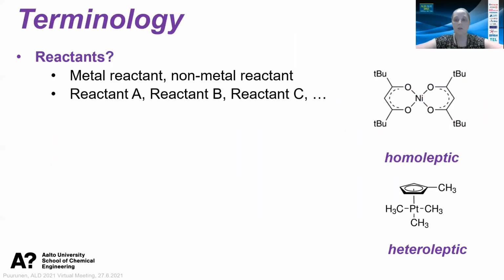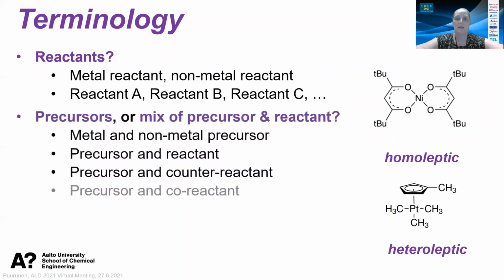Some terminology. So I talk about reactants. Some others are going to talk about precursors, or they might mix these two terms: metal and non-metal precursor, or precursor and reactant, or precursor and counter-reactant, and so on. Also some might call them reagents and maybe some other names even. And homoleptic refers to a compound where all the ligands are of the same kind, and heteroleptic has different types of ligands.